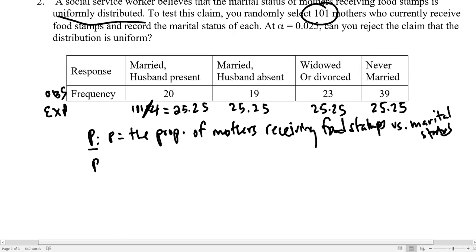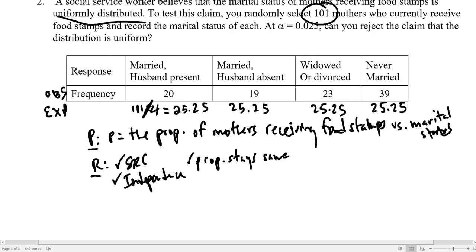What are the requirements? Verify the data was collected randomly. Verify that there's independence. This one being married with a husband doesn't affect this one whose husband's gone. Verify we have only one category, and what was the other one? Oh, that the probability stays the same. Okay. So PRT, we're ready to run the test.